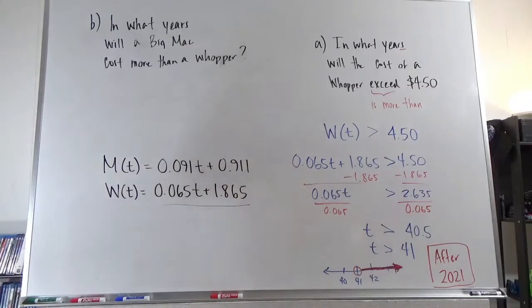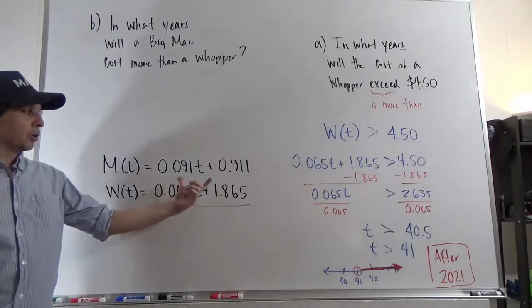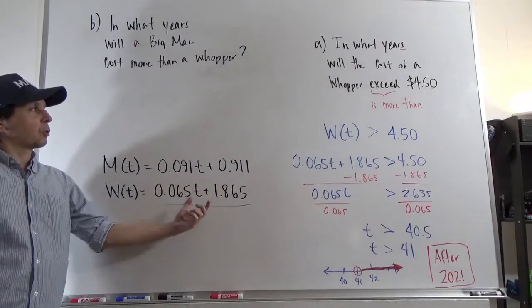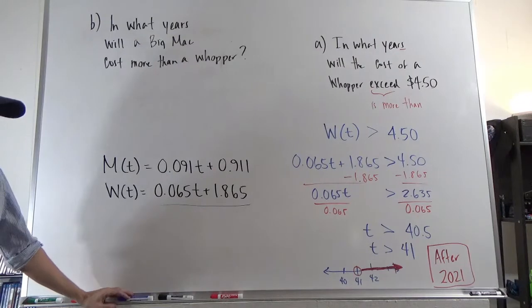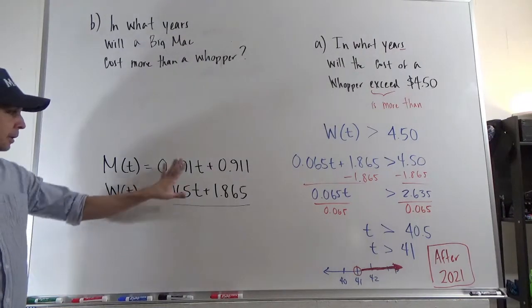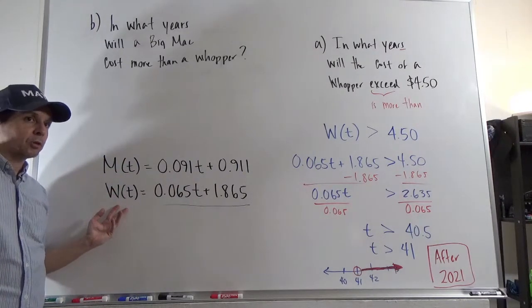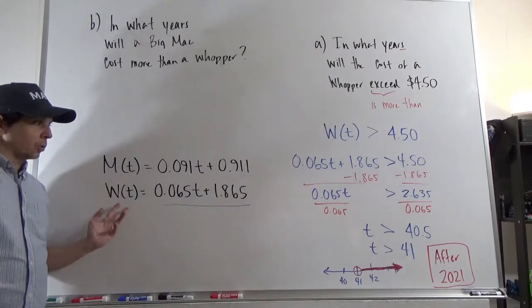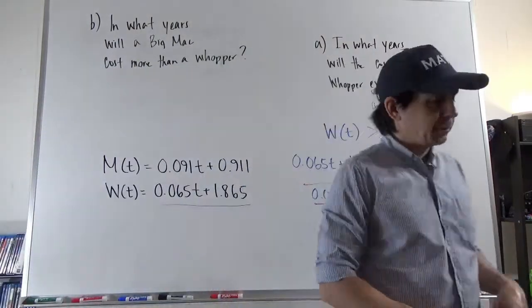I want to see if you can tackle that, so pause here. We are eventually going to use these equations, but if you start throwing them onto your paper right away, it can be a little more confusing. Remember what I recommended? Use M of t and W of t as condensed forms representing the cost of a Big Mac and the cost of a Whopper.